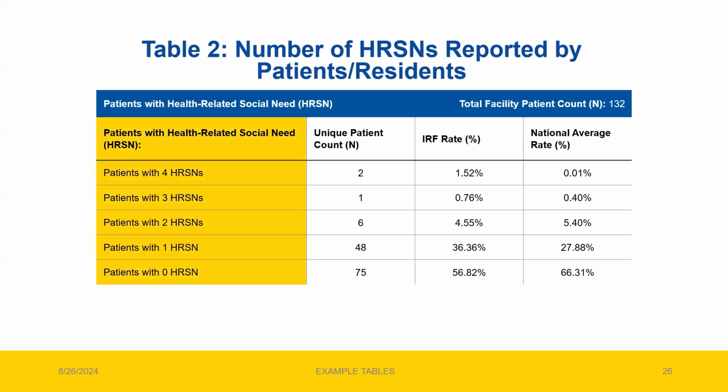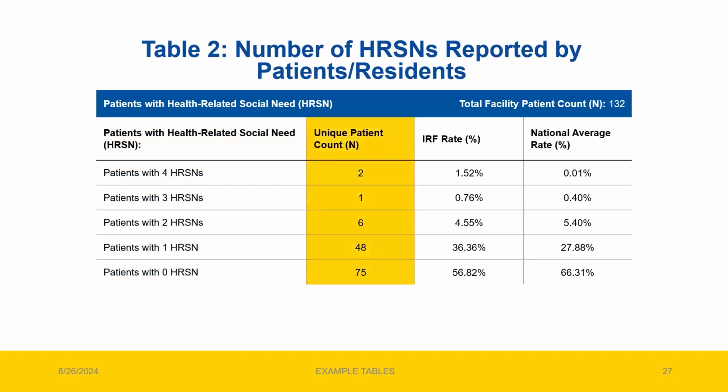The first column in Table 2 specifies the number of HRSNs reported by patients. In other words, patients who screened positive for 4, 3, 2, 1, or 0 HRSNs. The remaining column headers in Table 2 are the same as those in Table 1. So this second column displays the facility's count of unique patients in each group, patients with 4, 3, 2, 1, or 0 HRSNs.